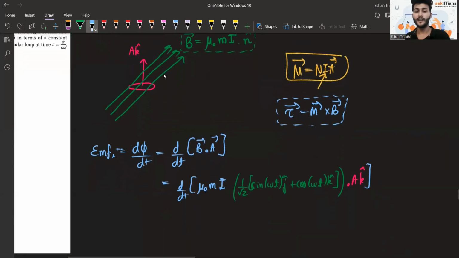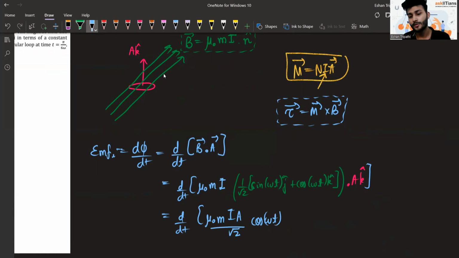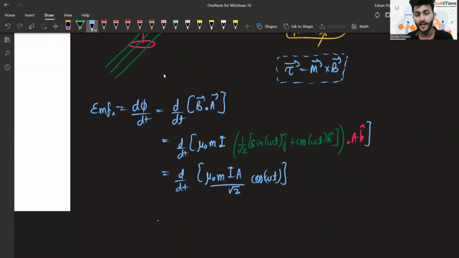Little lengthy expression, but it's going to become a bit simpler in a while. Now see over here, we are taking dot product. So if you are taking dot product with k cap, only the k cap term will survive, j cap will go away, dot product will be 0. So it comes out to be mu naught M I A 1 by root 2 cos omega t. So only variable with time is cos omega t. So when you differentiate, it becomes minus omega sin omega t. So this becomes minus mu naught M I A omega by root 2, and sin omega t. That is the induced EMF as a function of time.